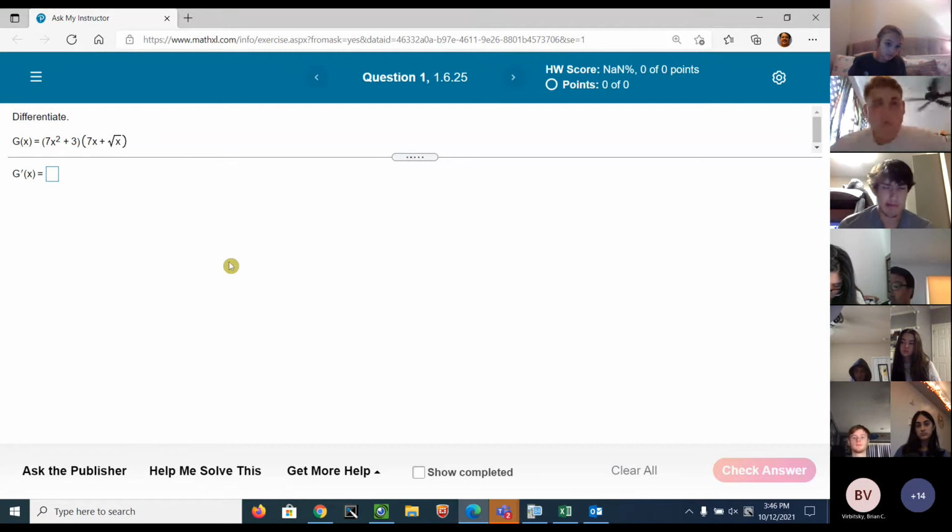Differentiate g of x. I remember doing this one. 7x squared plus 3, and 7x plus square root of x. I remember doing this one because I had to rewrite that radical. I believe I told y'all to finish this one at home or something.